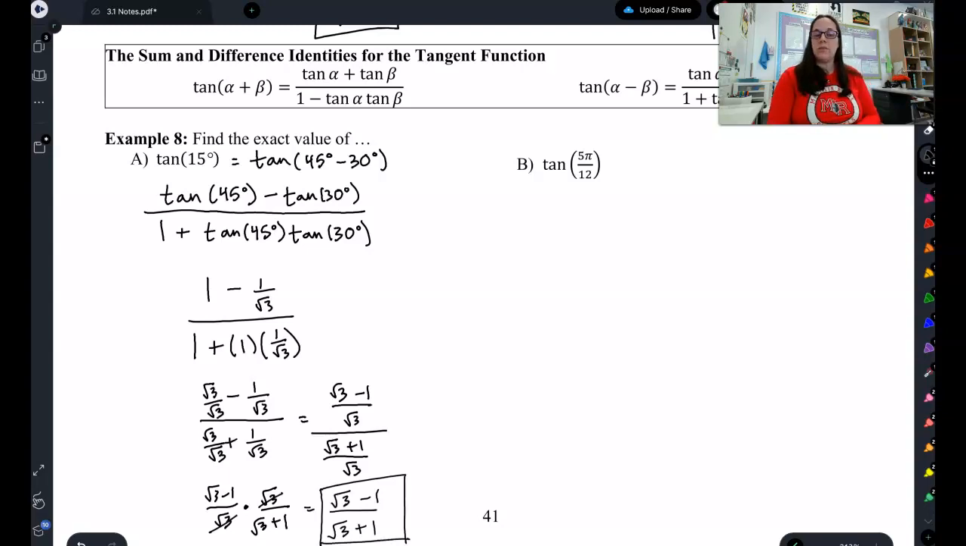my final answer. So I want you to try the last problem for the day. 5 pi 12ths, I want you to separate it as tangent of pi 6 plus pi 4ths. Apply your tangent identity, plug in your unit circle values, and simplify, and then come back to check your work and see how you did.